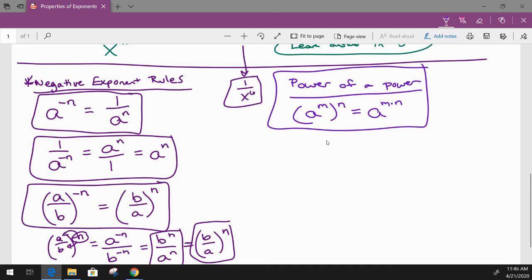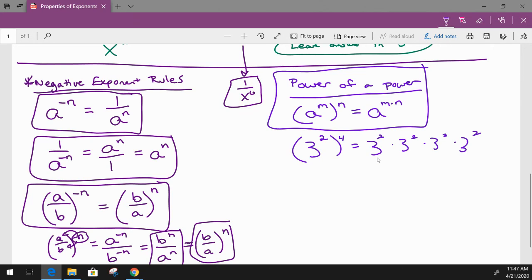And to show you a quick example of why that works, let's just say you have 3 to the 2nd power taken to the 4th power. So the exponent of 4 means that I have 3 squared being multiplied by itself 4 times. So this would be 3 squared times 3 squared times 3 squared times 3 squared.